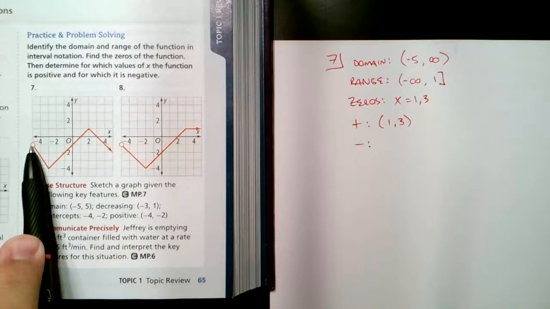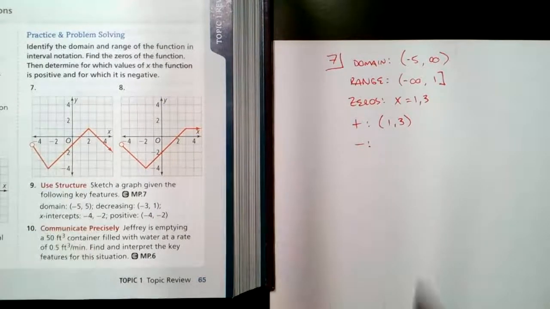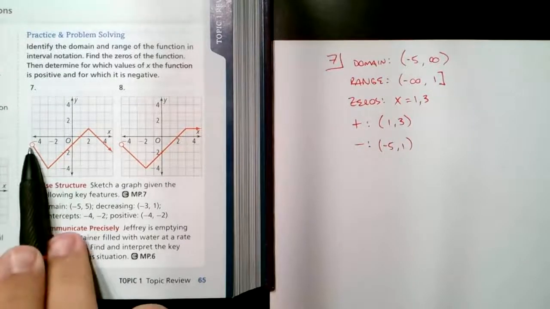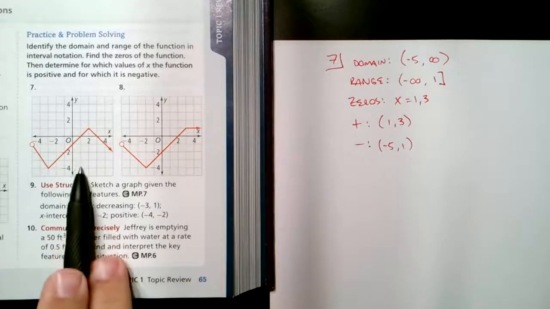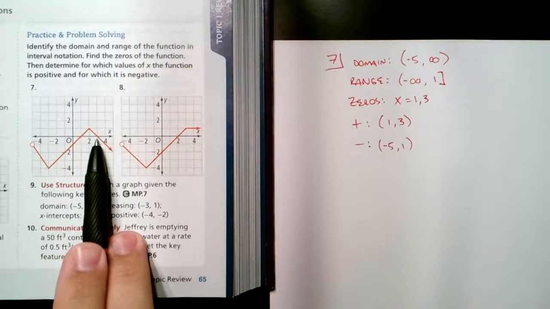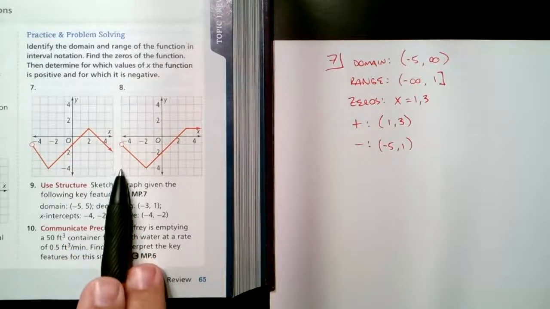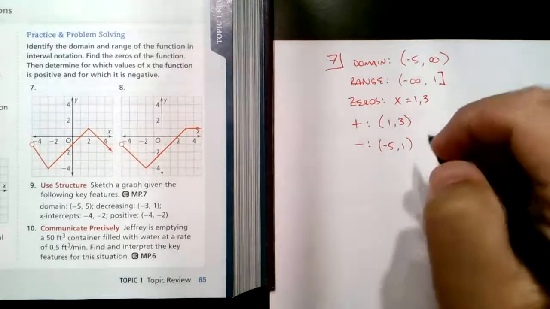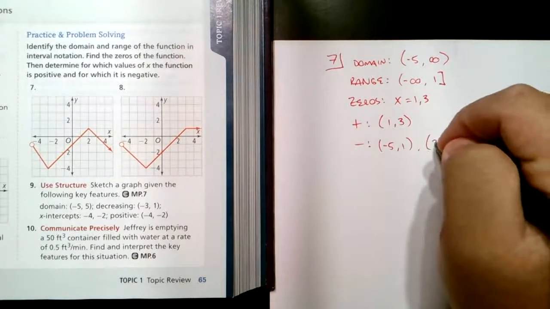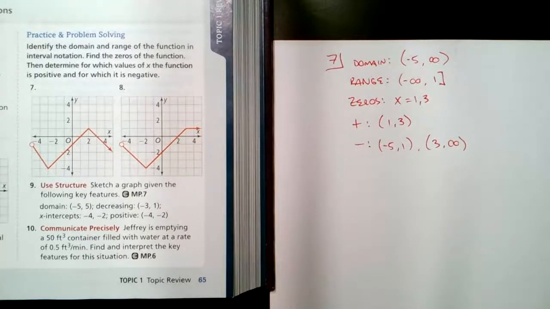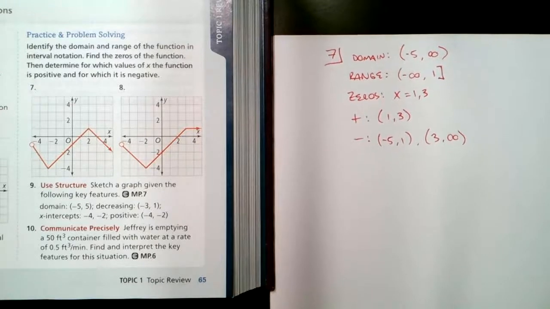And then negative, it looks like it's negative from -5 all the way up to 1. So from -5 to 1, that's all below the x-axis. And then same thing from 3 on. This goes down and to the right forever. So from 3 off until infinity, it's negative. So I would say from 3 until infinity, it's negative.